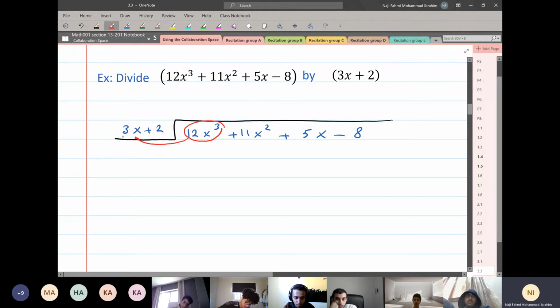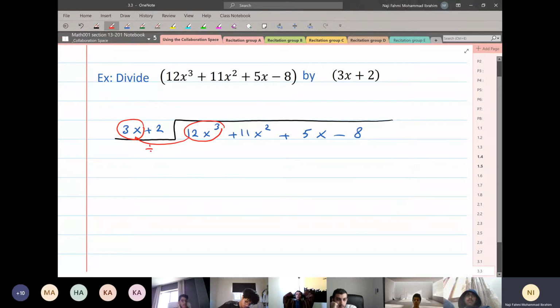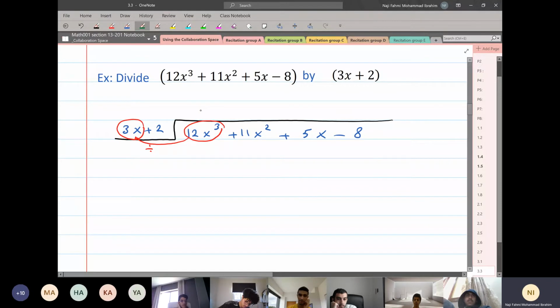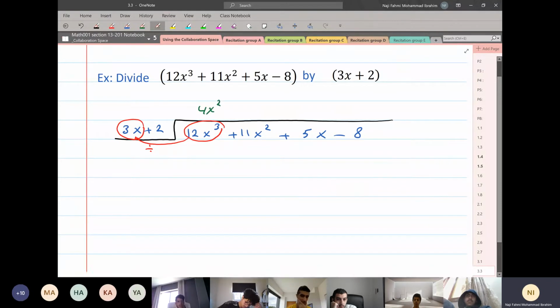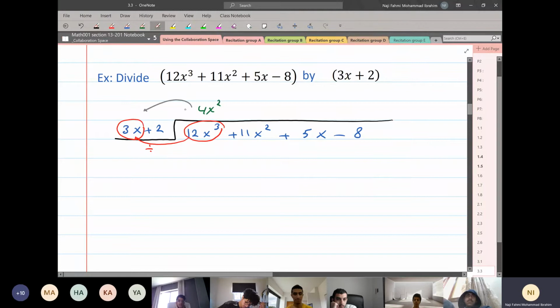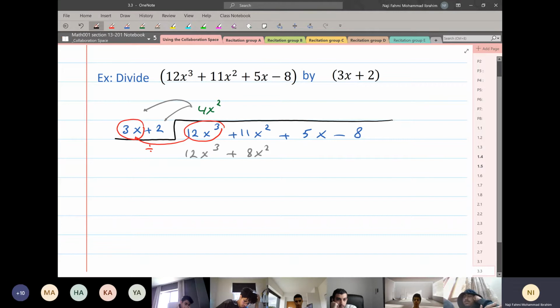Now what should I do? I have to divide the leading term by the leading term. If I divide these, what do I get? 12x to the power 3 divided by 3x is 4x squared. Now the next step is to multiply 4x squared by these two. What do we get if I do that? 12x to the power 3, and 4x squared times 2 is 8x squared.